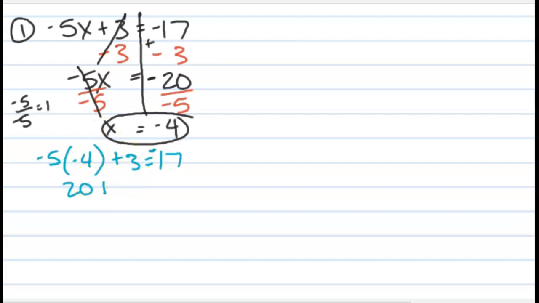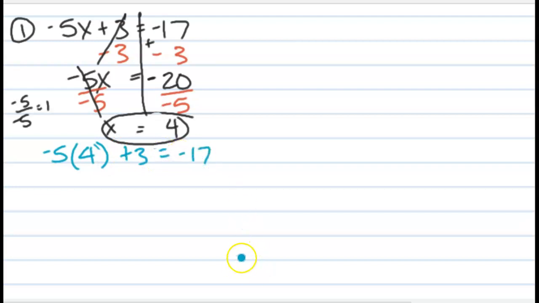Ooh, and see what I'm doing is I'm seeing that I made a mistake. And that is because a negative divided by a negative is actually a positive. So I should be using a positive 4 here. And I wouldn't have noticed if I didn't start checking my work. So now negative 5 times positive 4 plus 3 should equal negative 17.